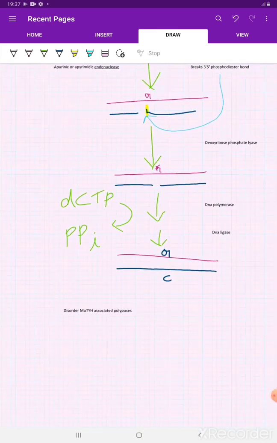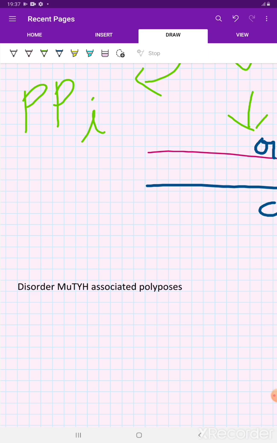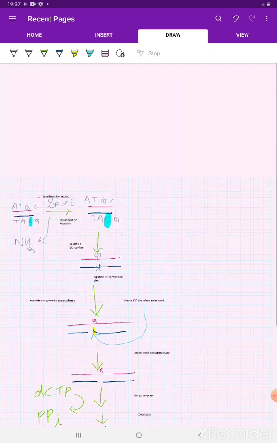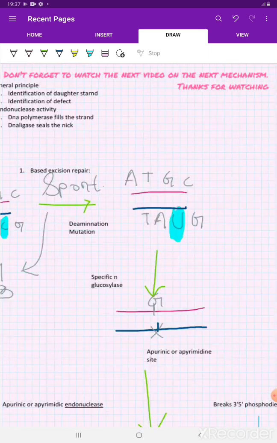Now the clinical condition which can occur due to defects in base excision repair is MUTYH associated polyposis. So that was the first method of DNA repair, called base excision repair.